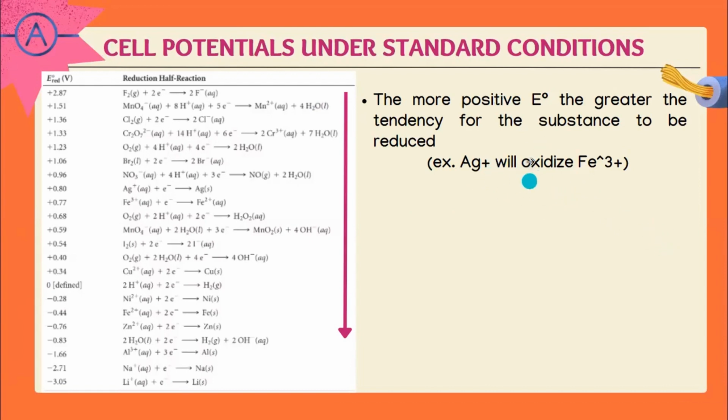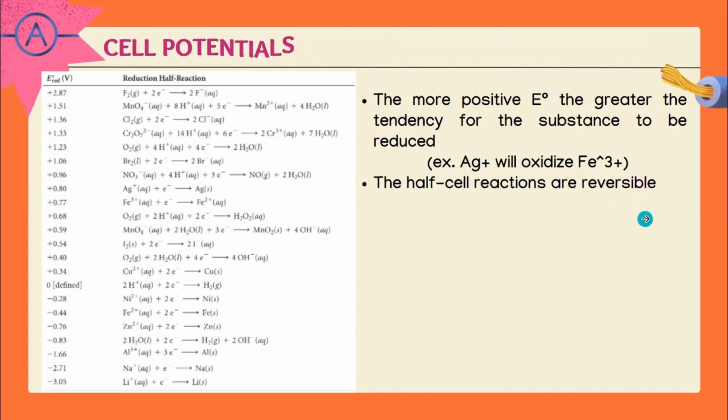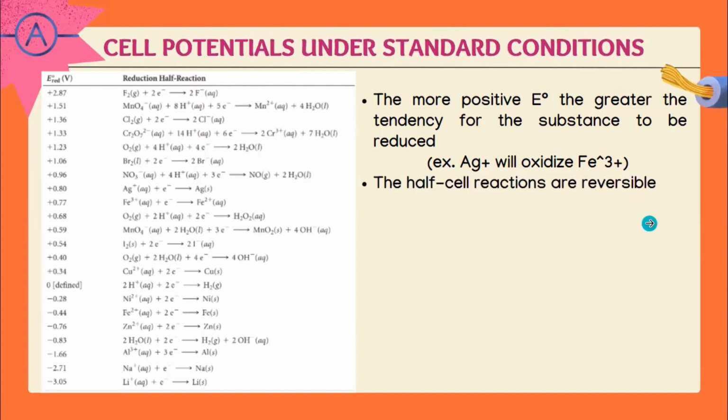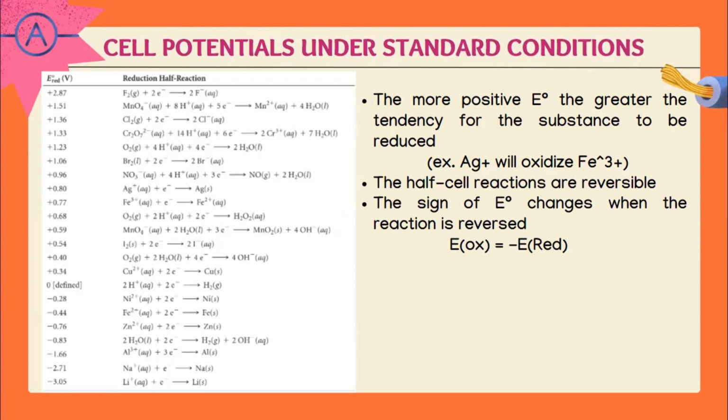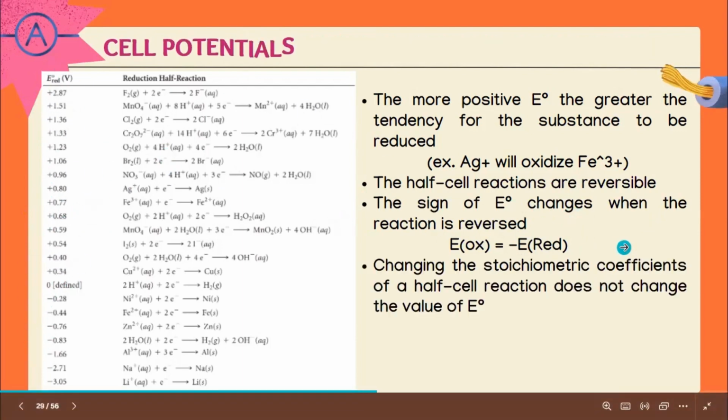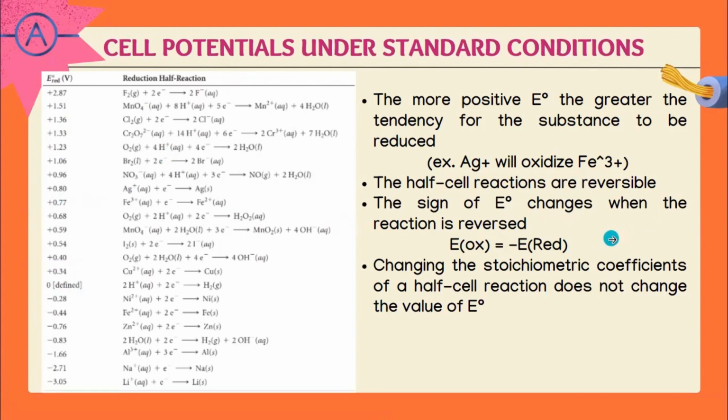For example, we have here Ag+, which has a greater reduction potential than iron 3+. So Ag+ is able to oxidize iron 3+ since it has a higher reduction value. These reactions are also reversible, and what happens is that the reaction shifts from reduction to oxidation. And this is just noted by a change in the sign. So we just have to change their signs if we were to get the oxidation part. Lastly, the stoichiometric coefficients of the reaction species have no effect on the value of the cell potential.